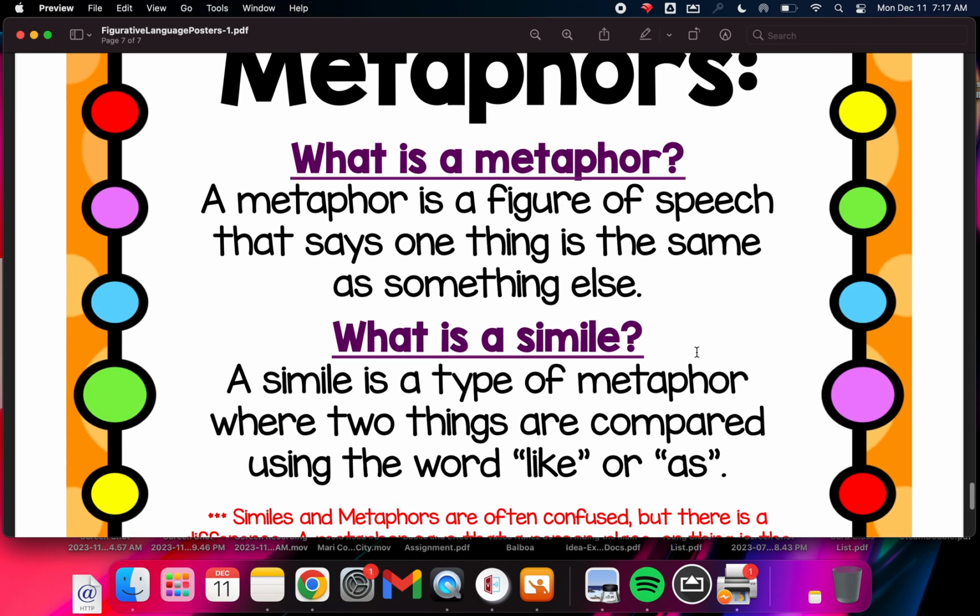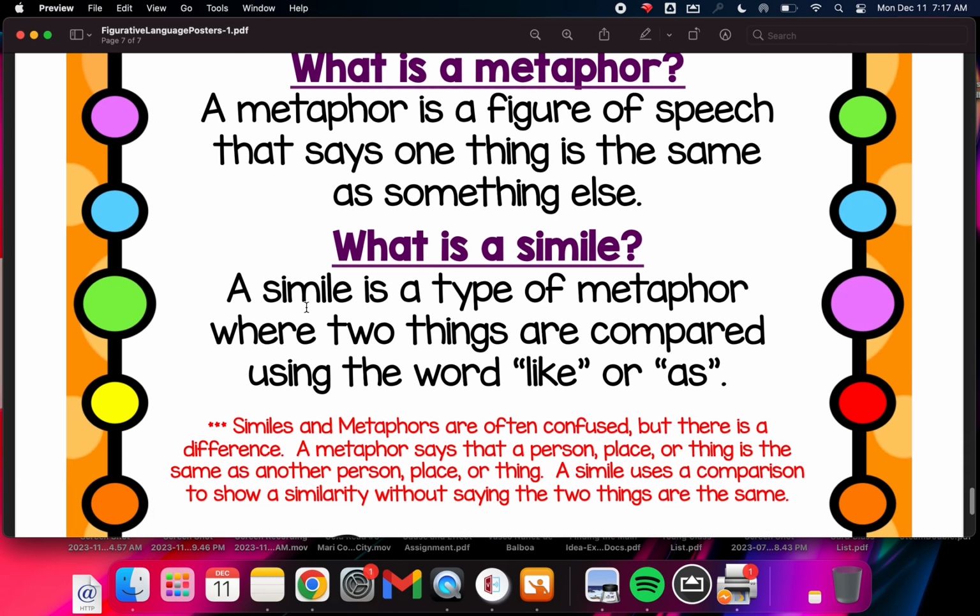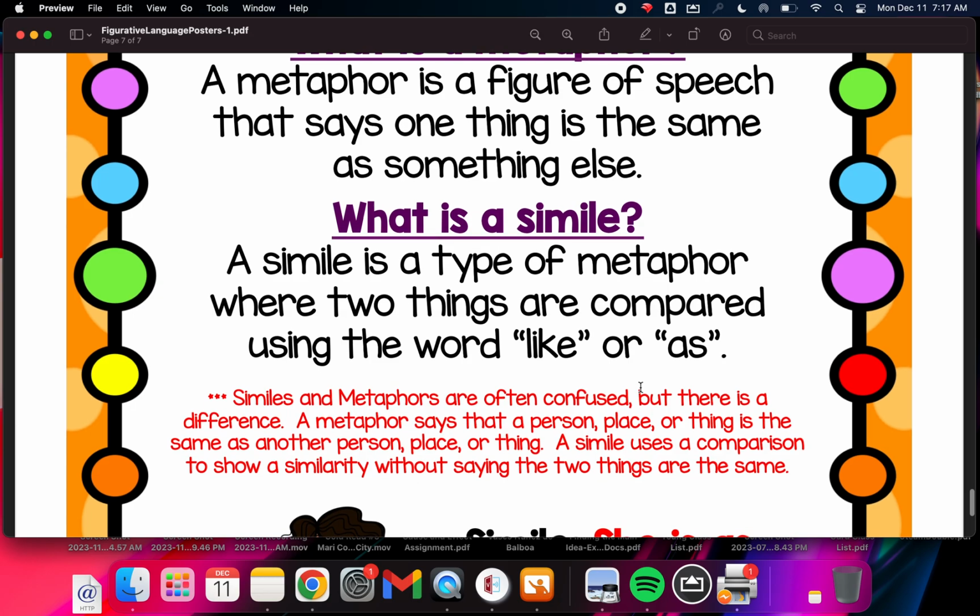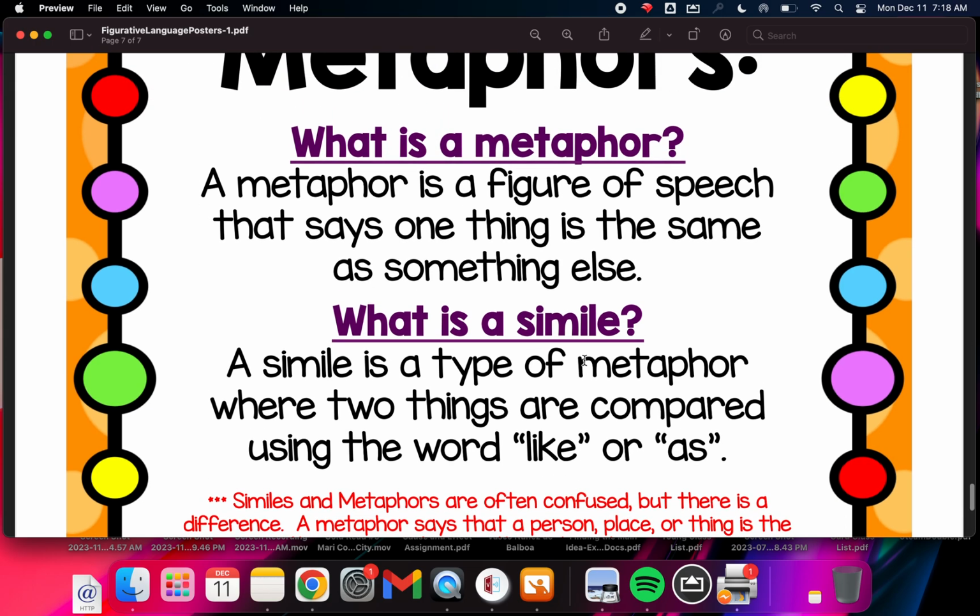But we've already talked about these, but just to review, similes and metaphors are things that are comparing. The big difference is that a metaphor is a type of figurative language that says one thing is the same as something else. So it doesn't use like or as, it just says this is this. A simile is a type of metaphor where things are being compared, but it uses like or as. Here's kind of a disclaimer down here. We've talked about these, similes and metaphors are often confused, but there is a difference. A metaphor says that a person, place, or thing is the same as another person, place, or thing, and a simile compares them by using like or as. So make sure you get those in.